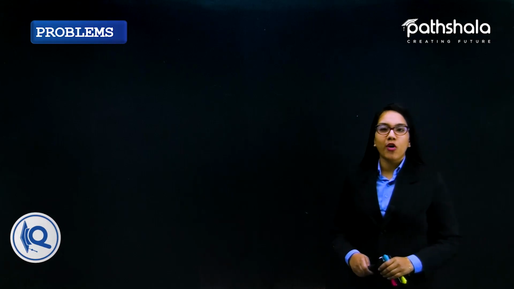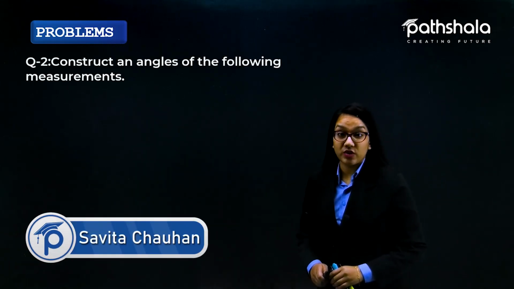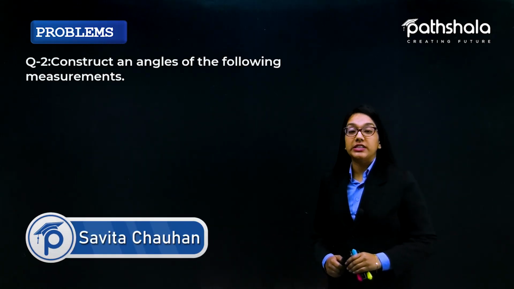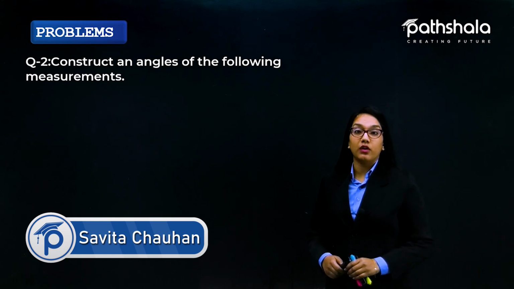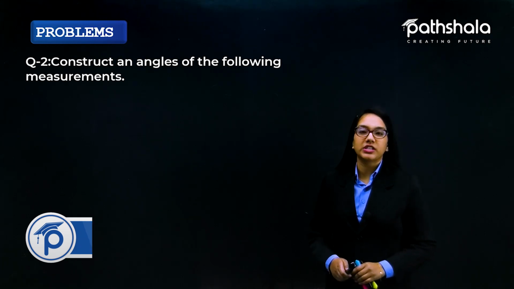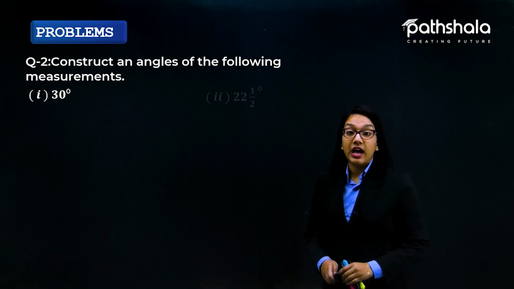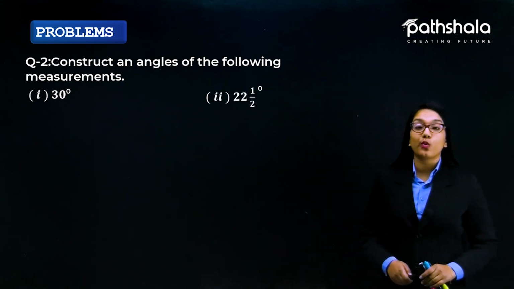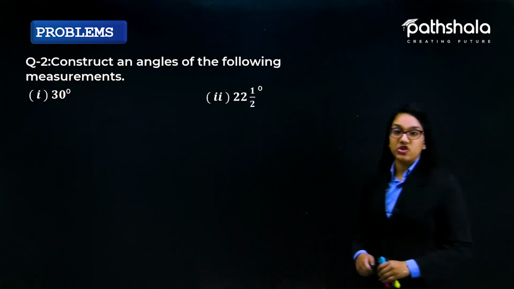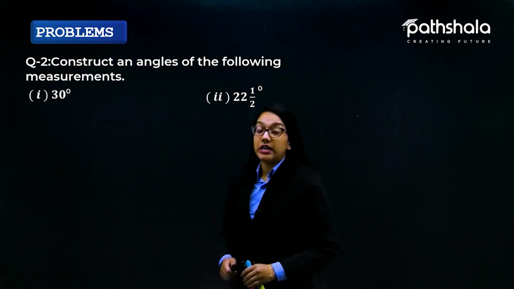Now let's move on to the next question, which is question number 2, which says construct an angle of the following measurement. The very first angle is 30 degrees and the second one is 22.5 degrees. So let's start constructing an angle whose measurement is 30 degrees.